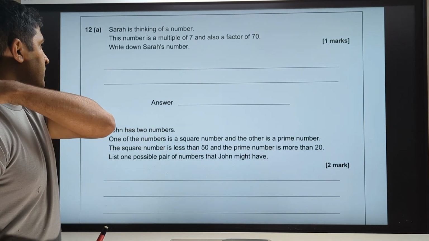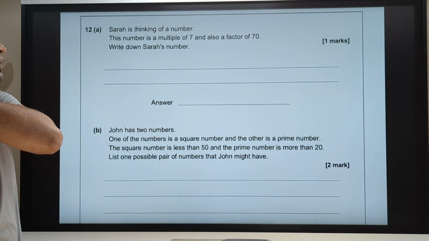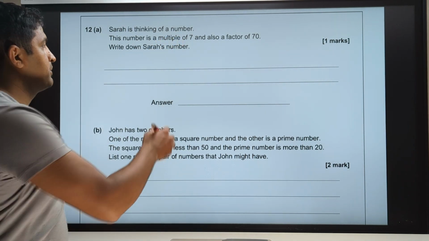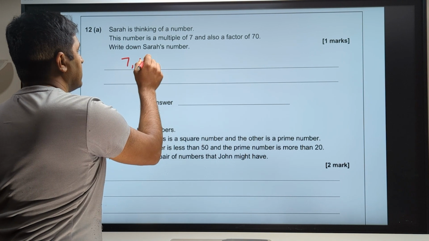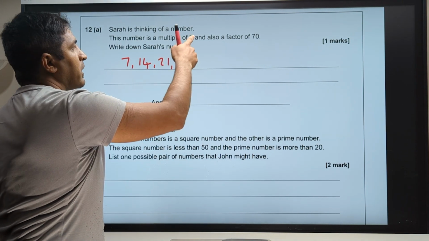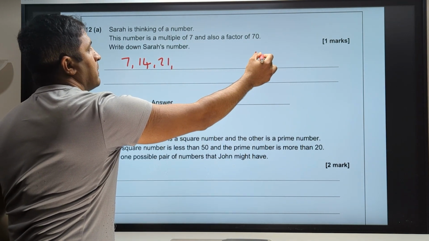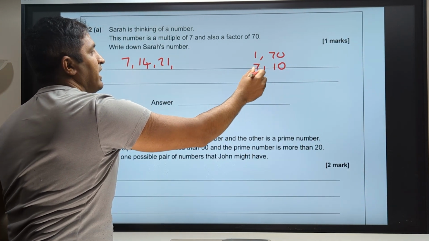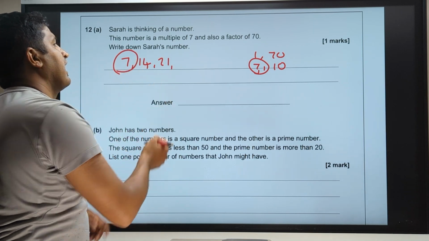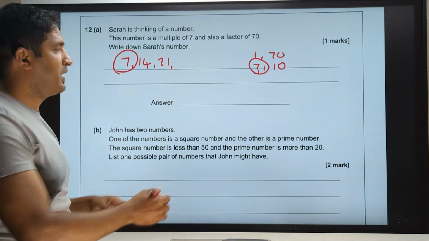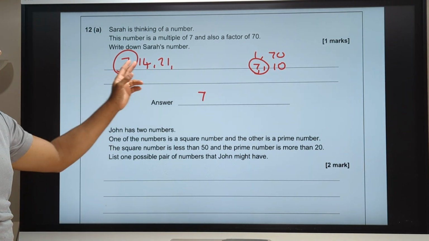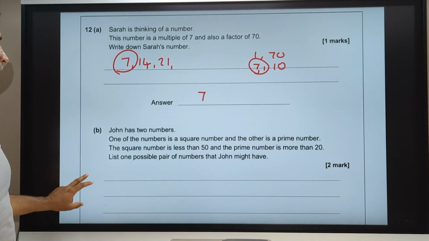So I was thinking of a number. This number is a multiple of 7 and also a factor of 70. Write down Sarah's number. Okay, I can think of one number straight away. Multiple of 7. So these are the multiples of 7. Okay, so one number, and the factors of 70 are 1 and 70, 7 and 10. So 7 is a multiple of 7 and is a factor of 70 as well. So that's straightforward. It doesn't really tell you which exact number we're looking for. So as soon as you find it, you can write it down.